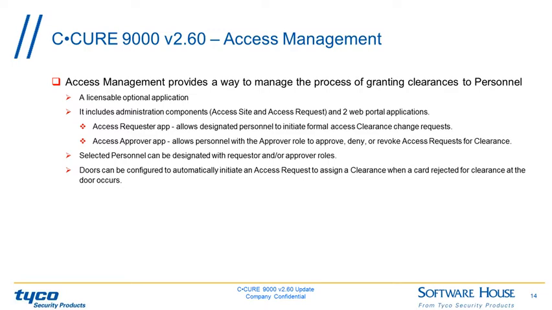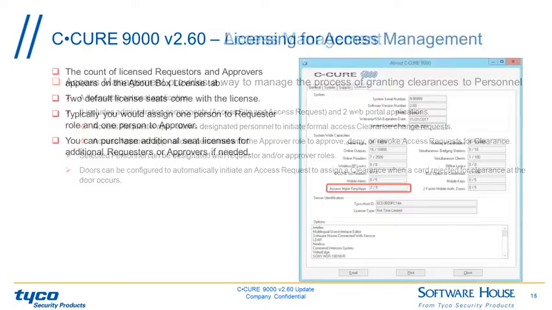Selected personnel can be designated as requesters and/or approvers. The only limitation is that if you're a requester and you make a request, then you can't be the same person who approves it. In addition, and this is a new feature, doors can be configured so that they automatically initiate an access request to assign a clearance when a card is rejected for clearance at the door. Okay, and we'll get into more detail on each of these things.